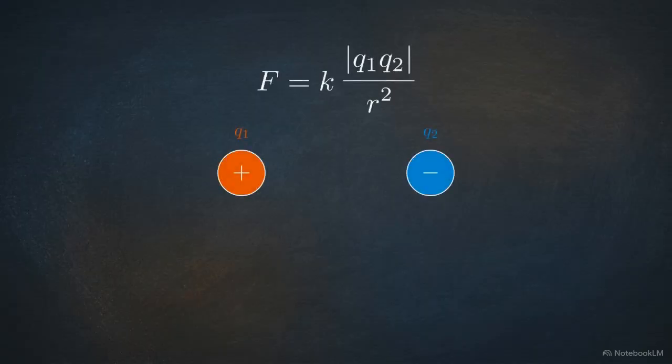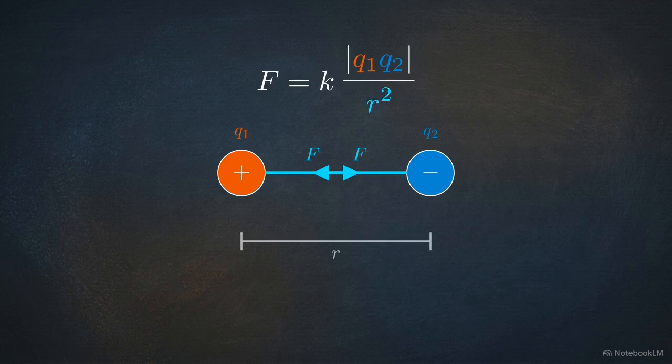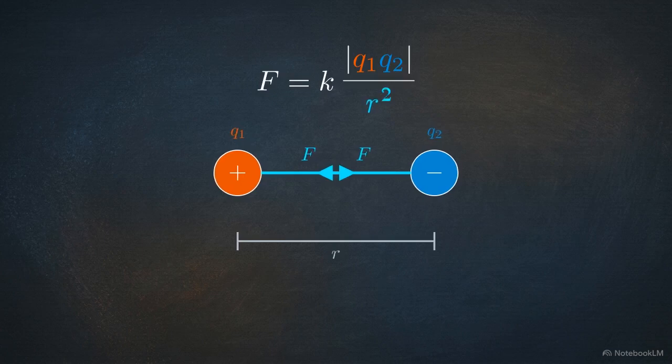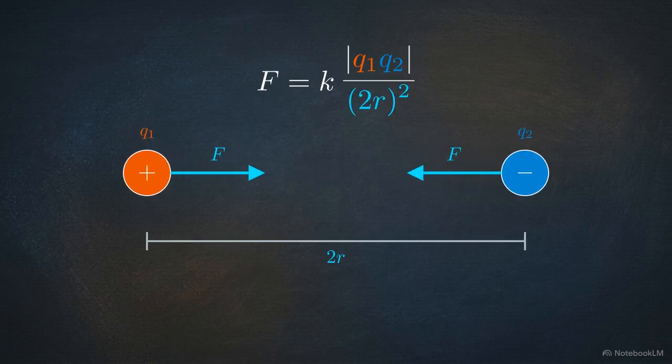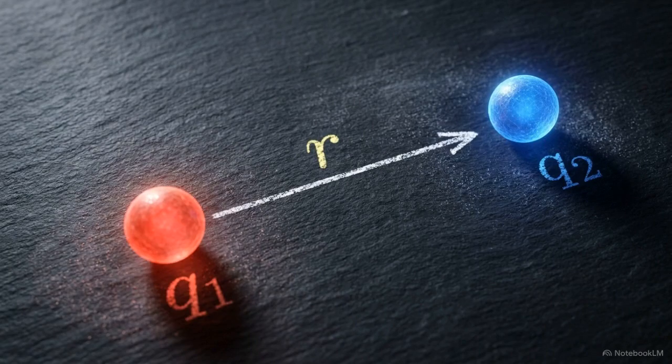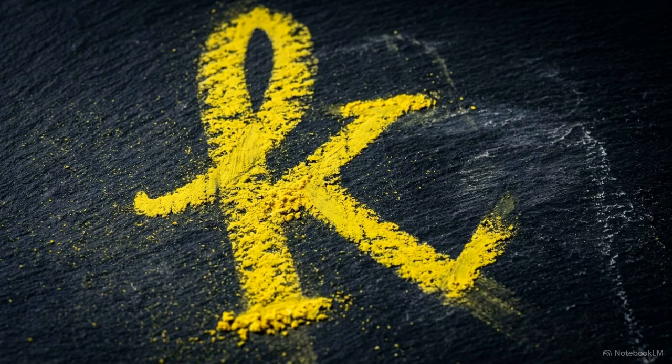This law states that electrostatic force is directly proportional to the product of the charges and inversely proportional to the square of their distance. This means if you double the distance between charges, the resulting force drops to exactly 1/4 of its original strength. In its scalar form, the equation is F = k|q₁q₂|/r², where the constant k is 9 × 10⁹.